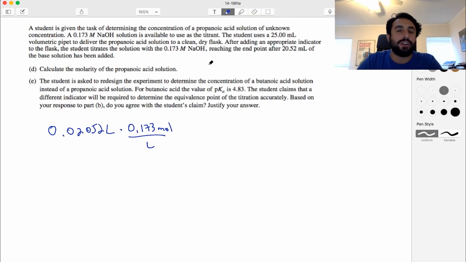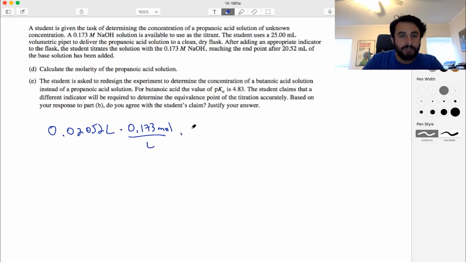Now, these are 1-to-1 because propanoic acid is monoprotic. As we saw a moment ago, it can only donate 1 proton, and so we're 1-to-1 here. The moles of base that we have added to get to the equivalence point equals the moles of acid in the solution. They're precisely neutralized. That's why the indicator tells us what's going on.